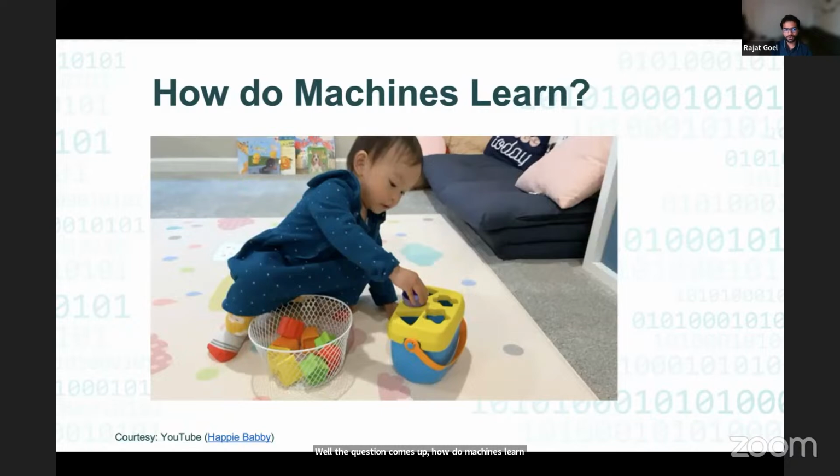Let's watch this video of how a baby learns to differentiate between shapes.